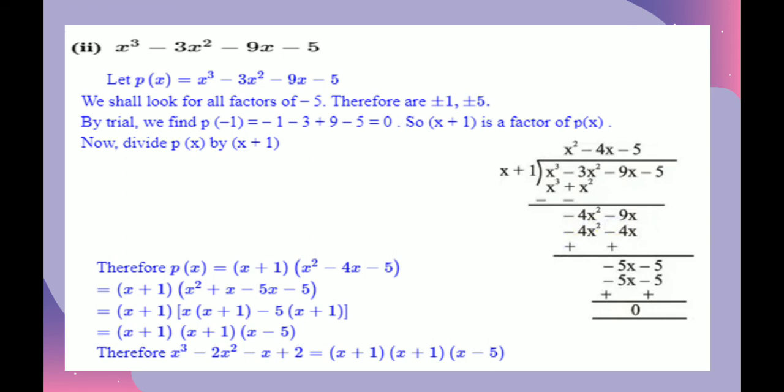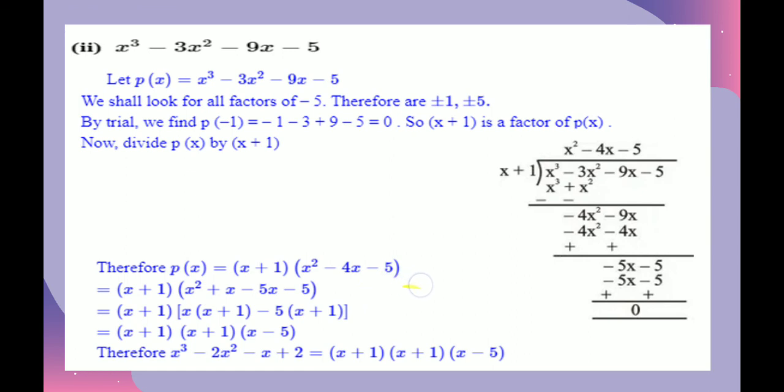Now, we will copy down minus 9x. To get minus 4x square we will multiply x plus 1 by minus 4x and we will get minus 4x square minus 4x. Now, we will change the sign, both will become plus. On solving we will get minus 5x, and minus 5 we will copy. Now, we will multiply x plus 1 with minus 5 and we will get minus 5x minus 5, and if we change the sign we will get 0 as the answer. Therefore, p(x) equals (x plus 1)(x square minus 4x minus 5).